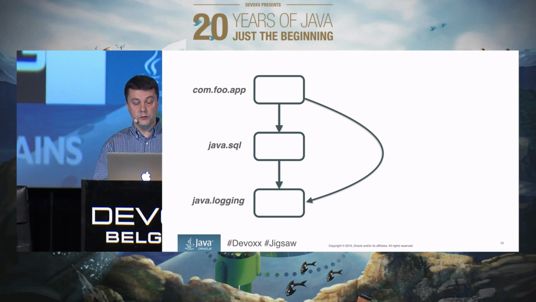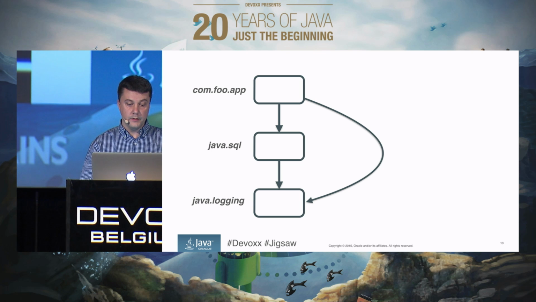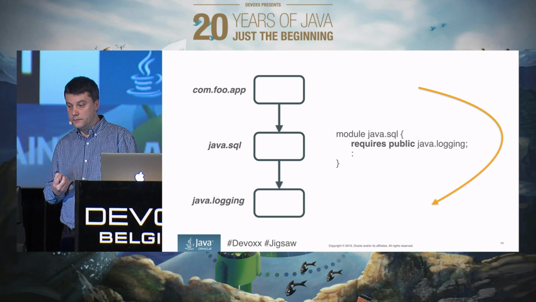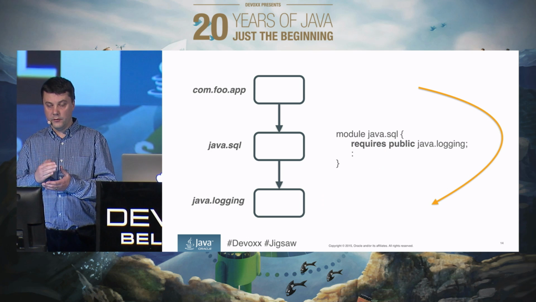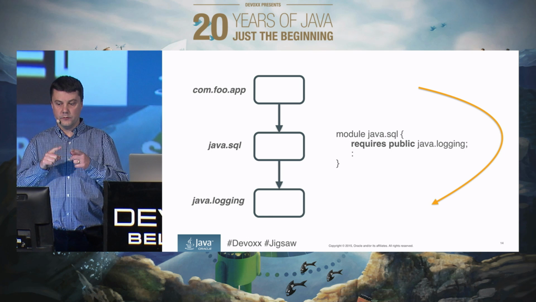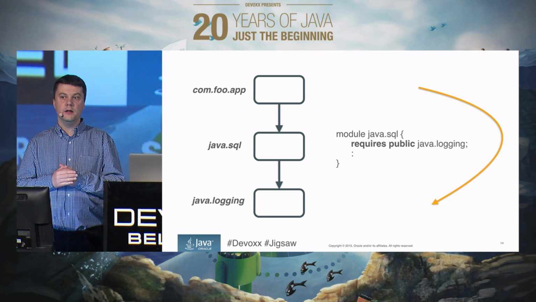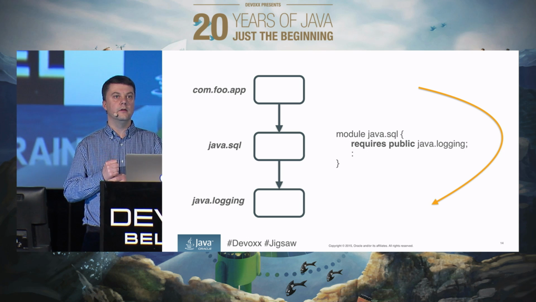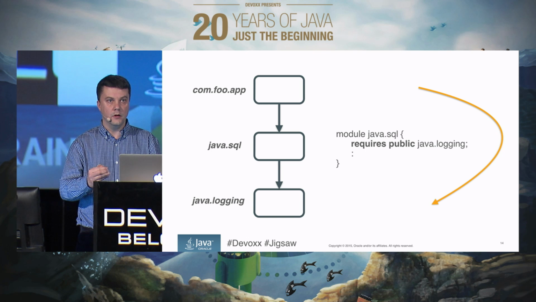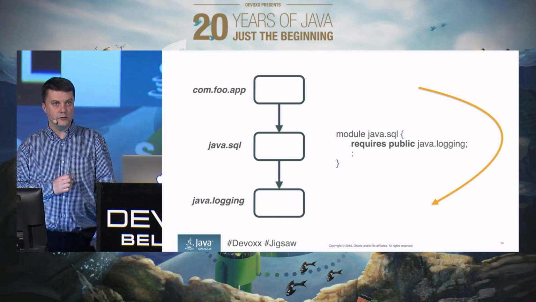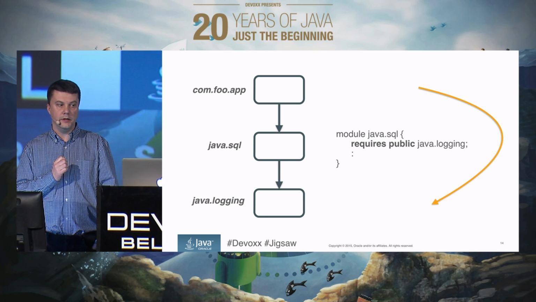So the way the module system can help with this is using this notion of implied readability. In the module declaration for Java SQL, it not just requires Java logging, it requires public Java logging. What this means is that anyone that reads or depends on the Java SQL module will now also depend on and read the Java logging module. This is implied readability.